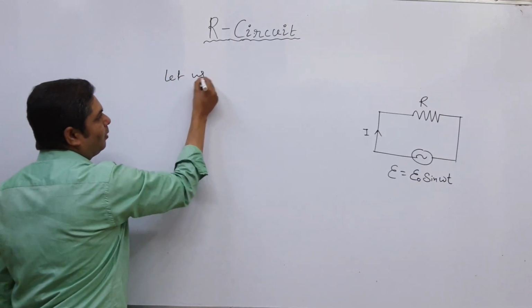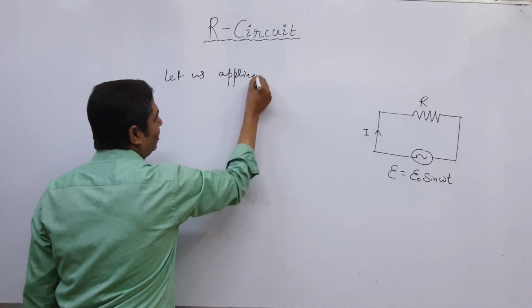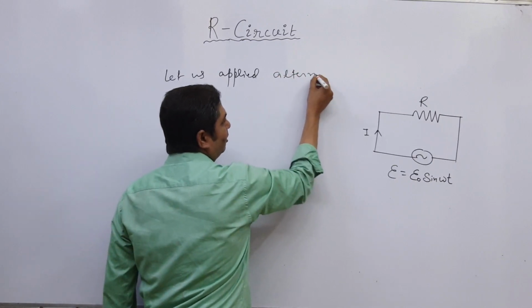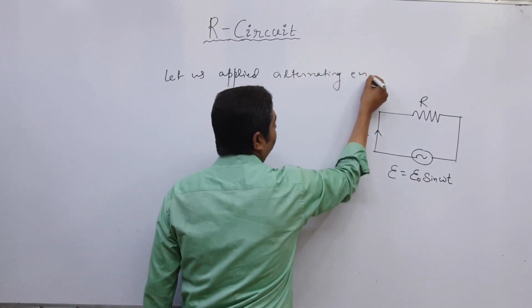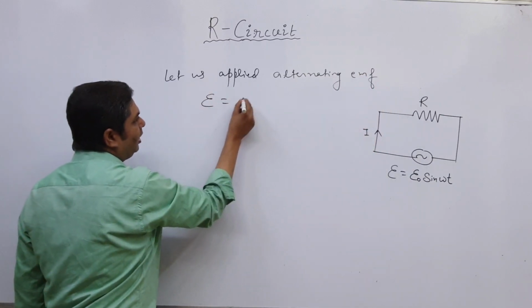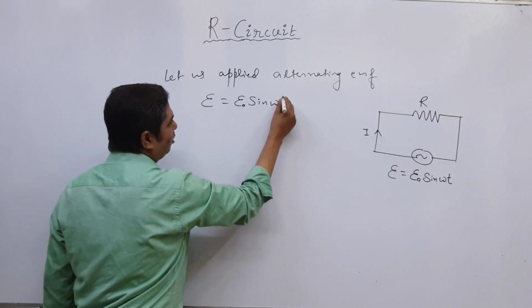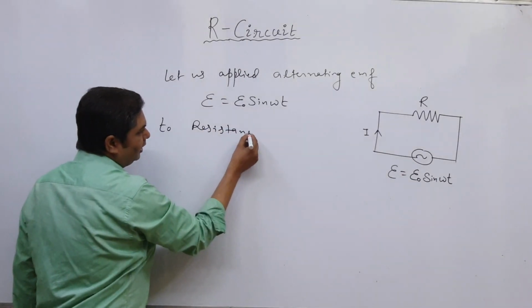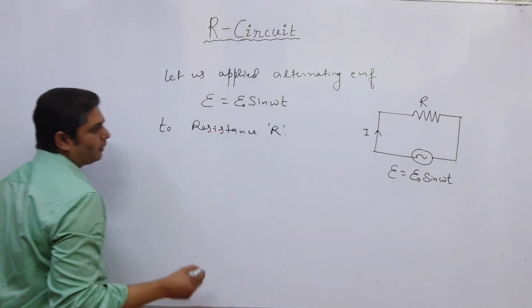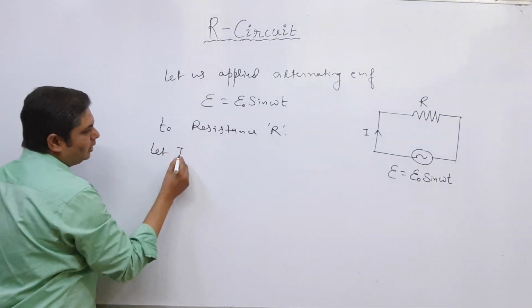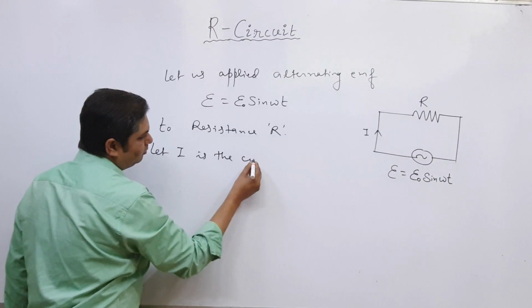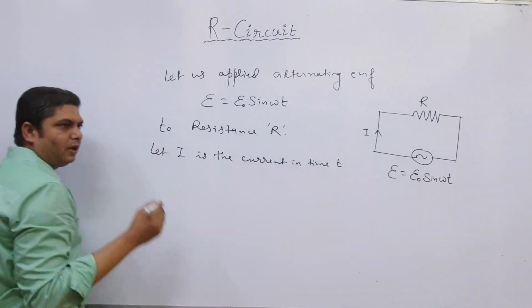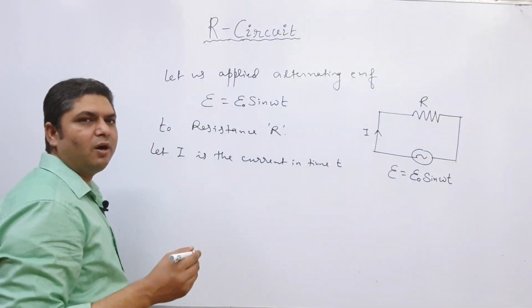Let us apply alternating EMF E equals E naught sin omega t to resistance R, and let I be the current in time t. Then we can apply Kirchhoff voltage law.